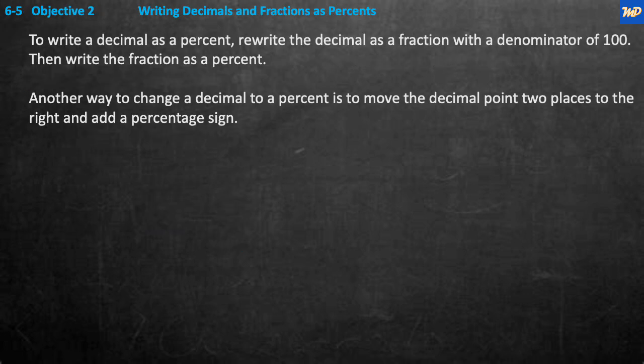Objective 2, writing decimals and fractions as percents. To write a decimal as a percent, rewrite the decimal as a fraction with a denominator of 100. Then write the fraction as a percent. Another way to change a decimal to a percent is to move the decimal point 2 places to the right and then just add the percent sign. So let's get into that.